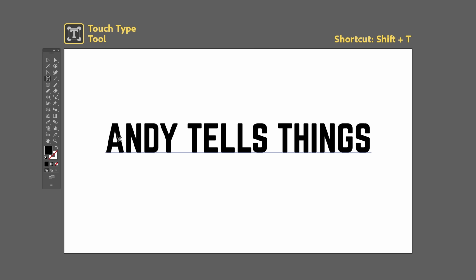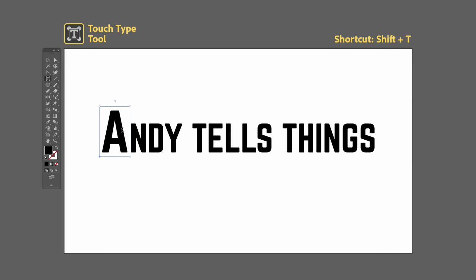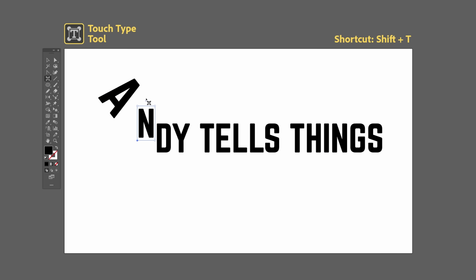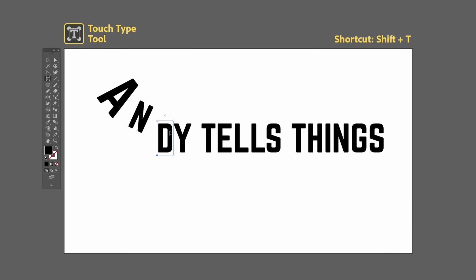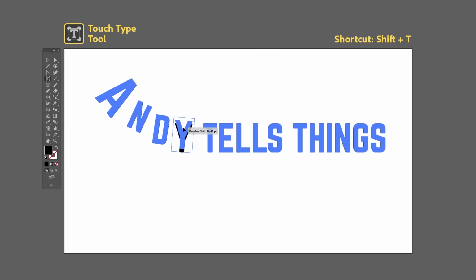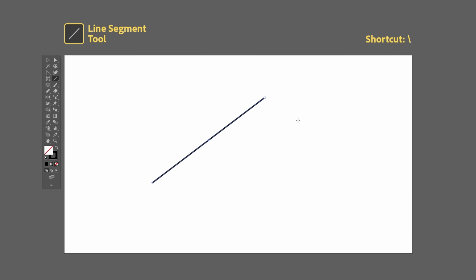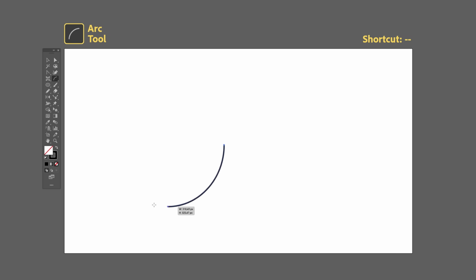The Touch Type tool. Shortcut is Shift-T. Works similar to the Selection tool, but with individual characters on a text. Click on a character to bring up the bounding box, and then you can scale, move, and rotate it. The Line Segment tool. Shortcut is the backslash. Click and drag to create a line. The Arc tool. No default shortcut. Click and drag to create an arc.